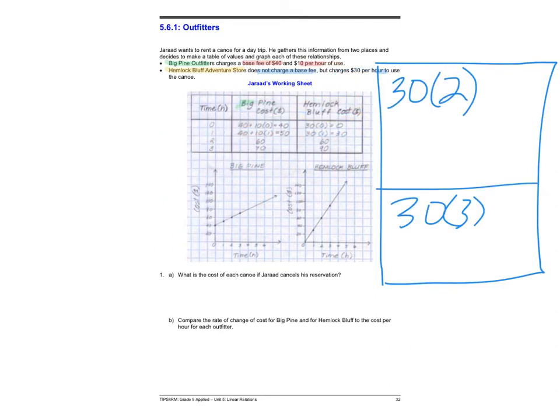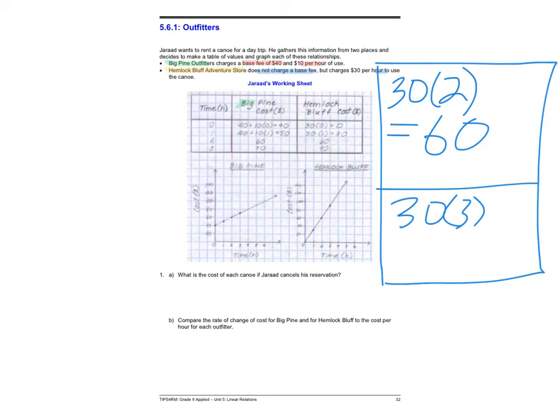So because we don't have a base fee at the Hemlock Bluff Adventure Store, we're just going to take the cost of $30 an hour and multiply it by the number of hours. So for 2 hours as our time, we'll do 30 times 2, which gives us $60 as our cost. And we see that right there.